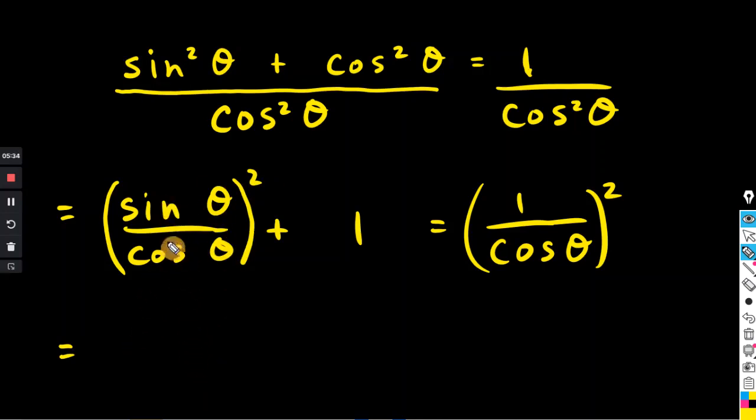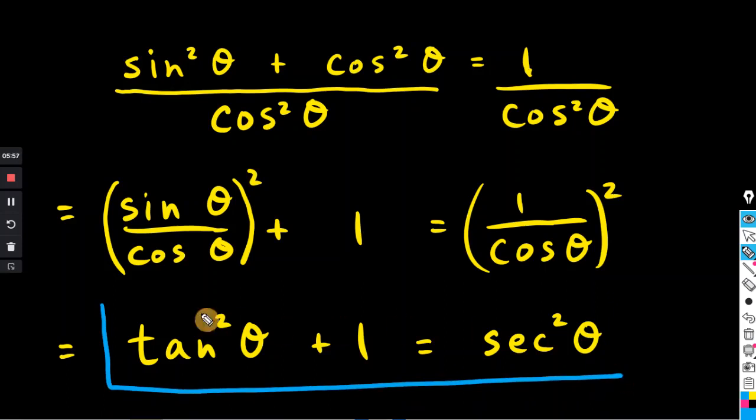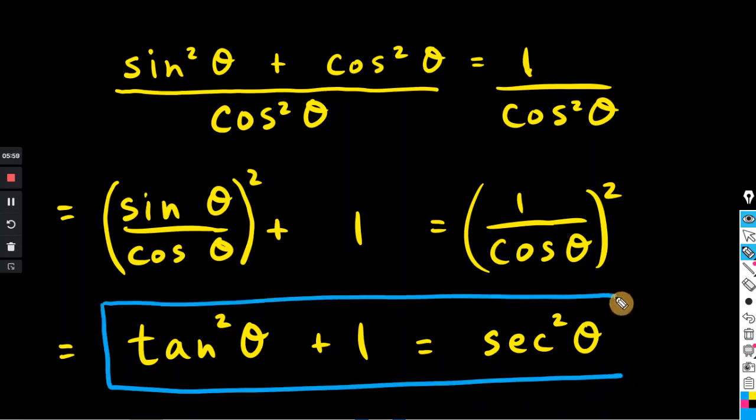Now we said sine over cosine was the tangent function. And that's squared. And this is just plus 1. And we said 1 over cosine is the secant function. And that's squared. So this right here is another Pythagorean trig identity.